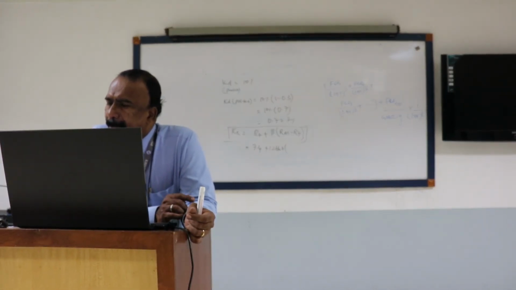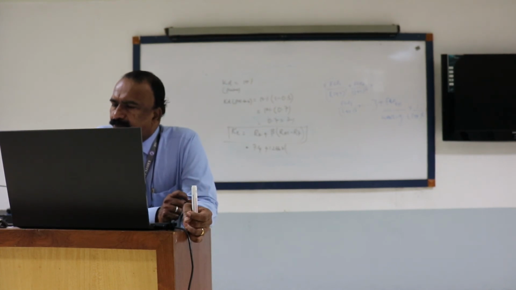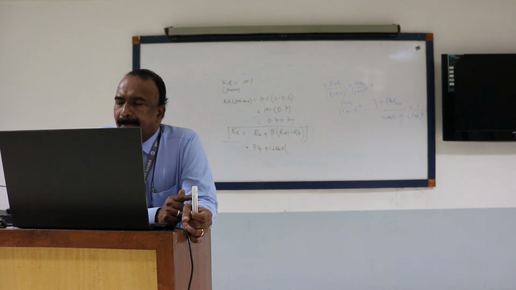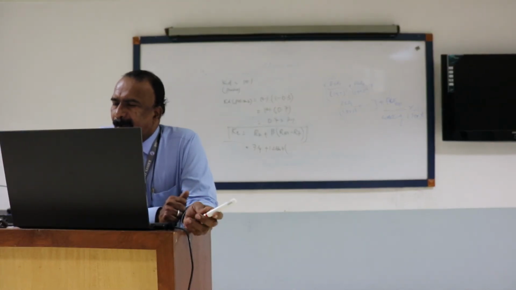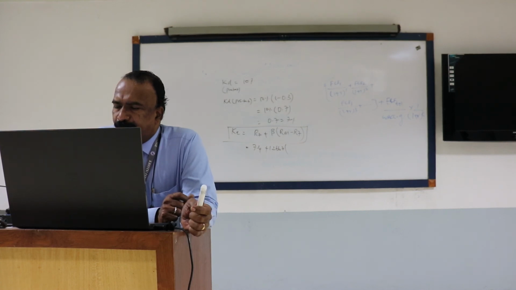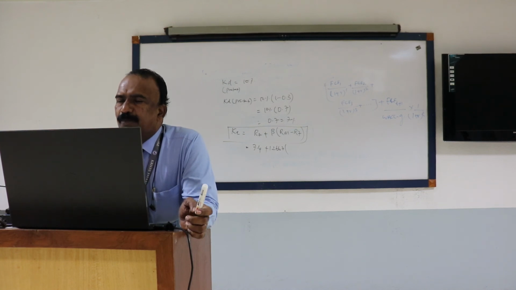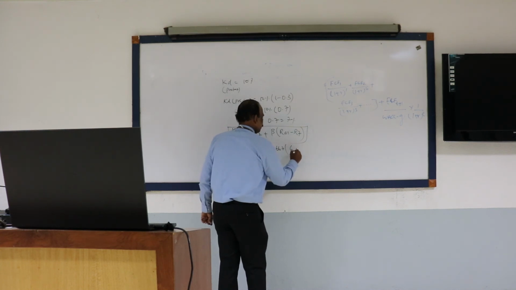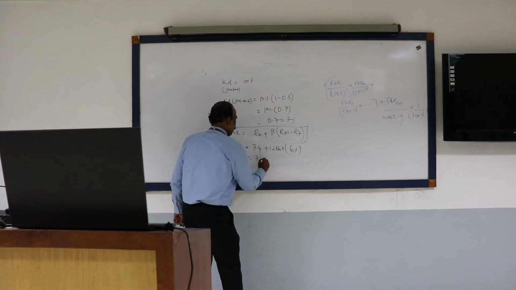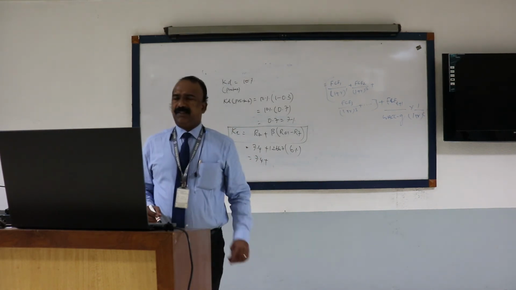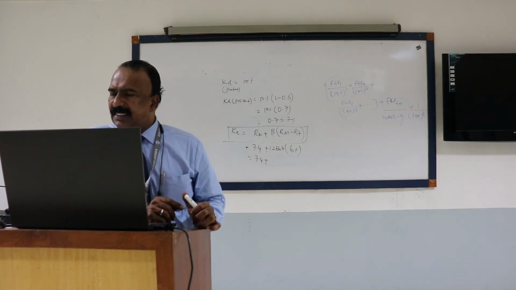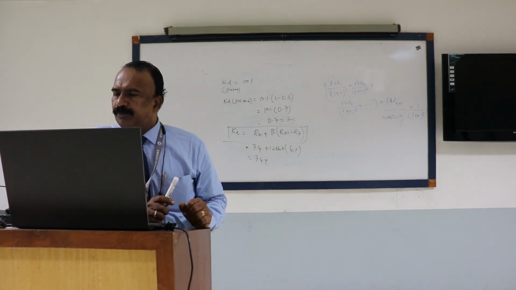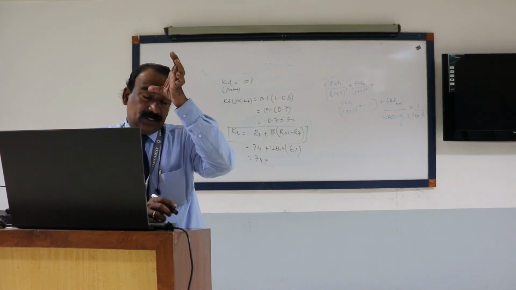So what should be the RM? 7.4 is the risk-free rate of return. RM minus RF is 6%. So what should be RM? 13.4. Very good. So 6% is RM minus RF. So KE is 7.4 plus 1.2667 into 6. How much does 1.2667 into 6 come to?